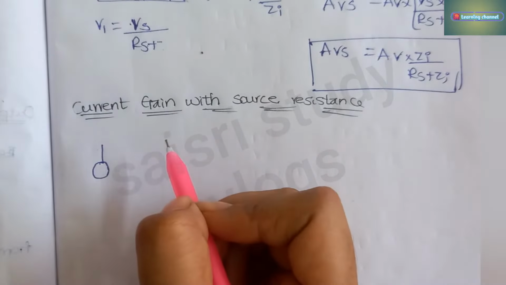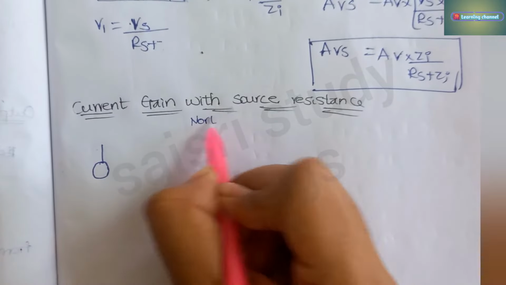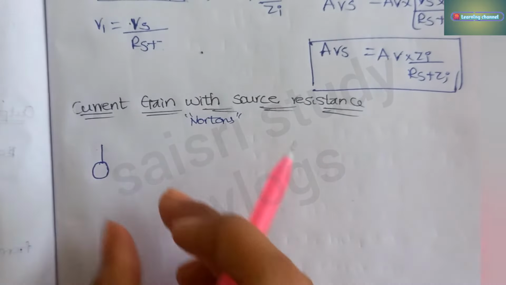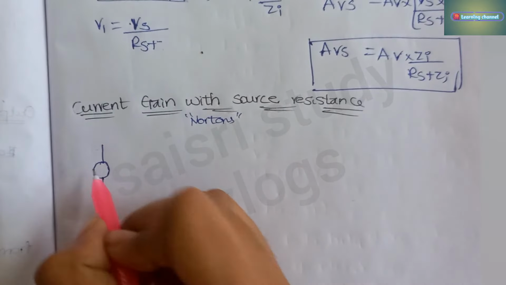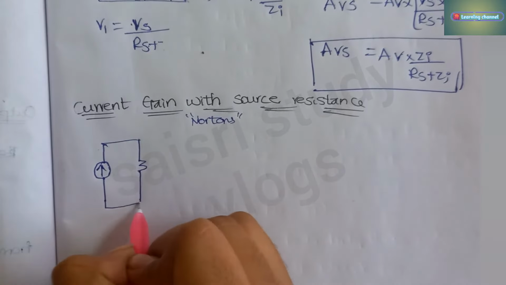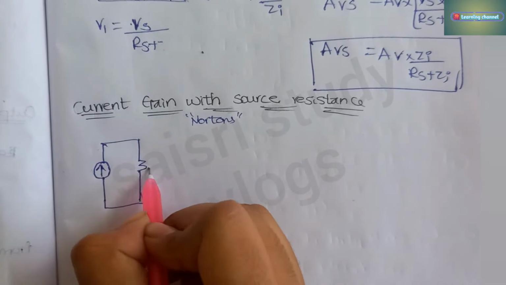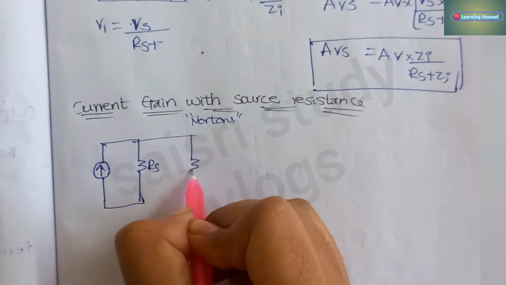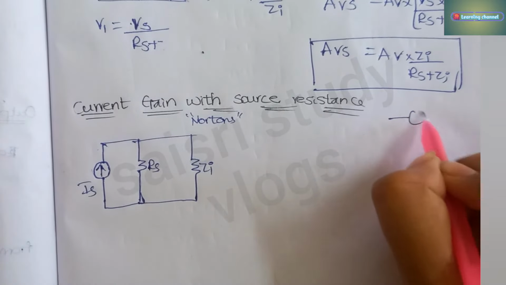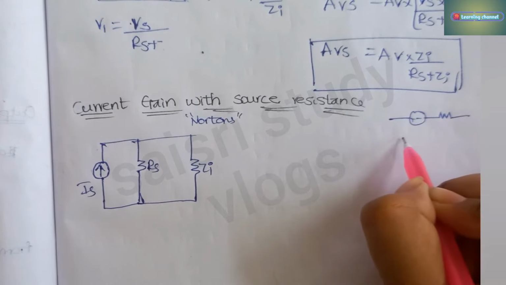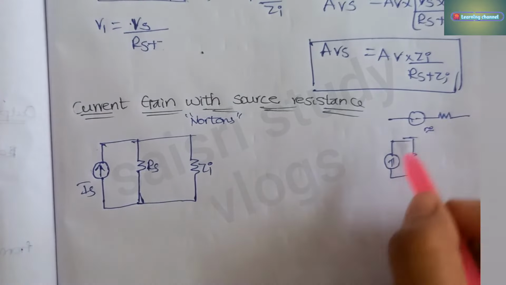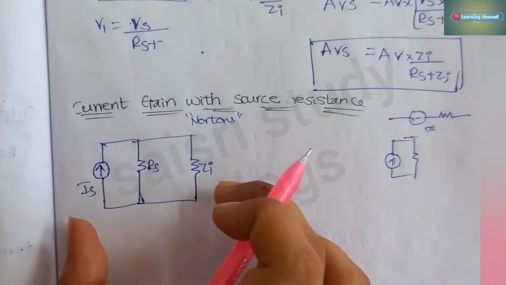Just we have to convert the input side into Norton's equivalent. From the source transformation in network theory we can convert the Thevenin's equivalent into Norton's equivalent. So I am converting the Thevenin's equivalent into Norton's equivalent by putting a current source parallel to the resistances, that is Rs and Zi. According to source transformation, we can convert this voltage source into a current source by connecting it in parallel, so these two are equal. So the same formula I have applied to the input side.